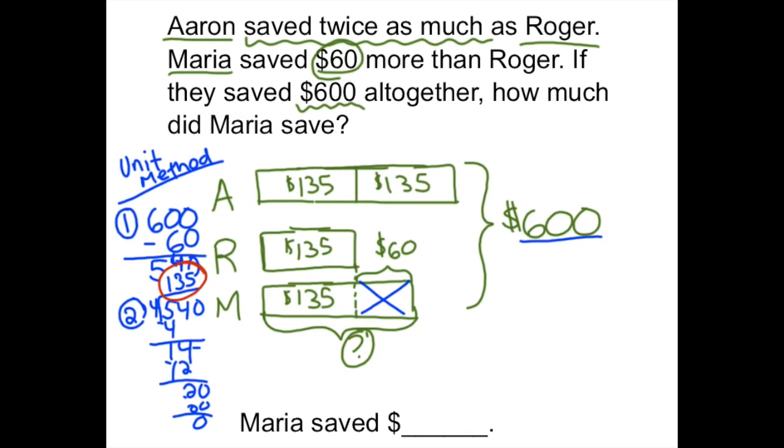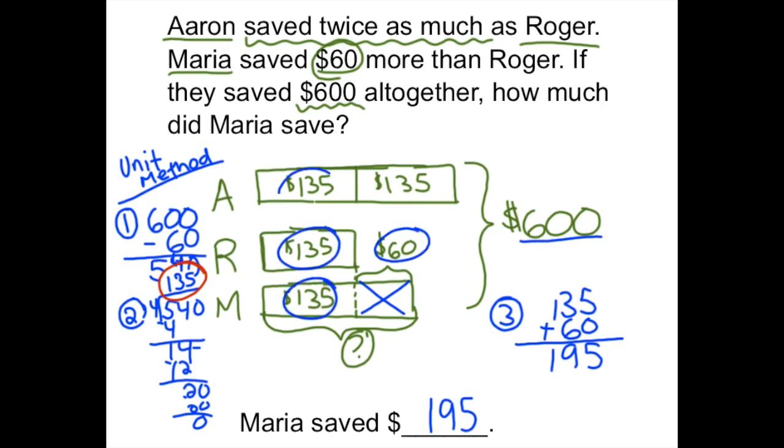So I have yet a third step to complete. I have to take that $135, which is the amount of the 1 unit, and I have to add $60 to it because Maria has $60 more than Roger. When I add that together, I get $195. Maria saved $195. If you wanted to double check your work, we could add up all of these amounts, and what should we get? We should get 600.